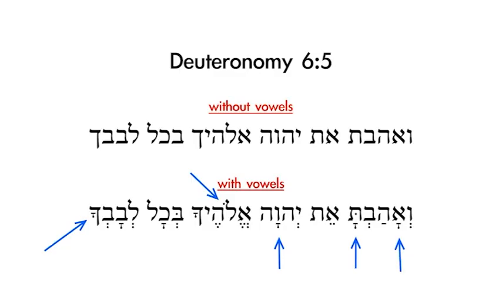Just for fun, let me pronounce Deuteronomy 6:5 for you. Wa'ahavta et Yahweh Elohecha, b'chol levavecha. Now I knew how to pronounce those consonants because of the vowels that appeared with them.